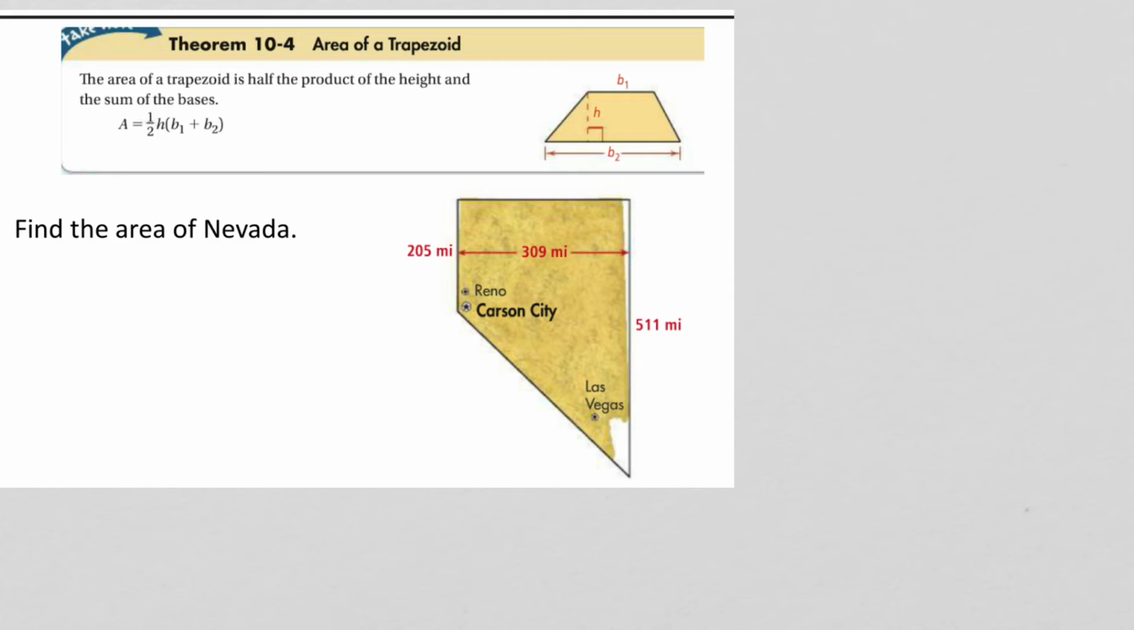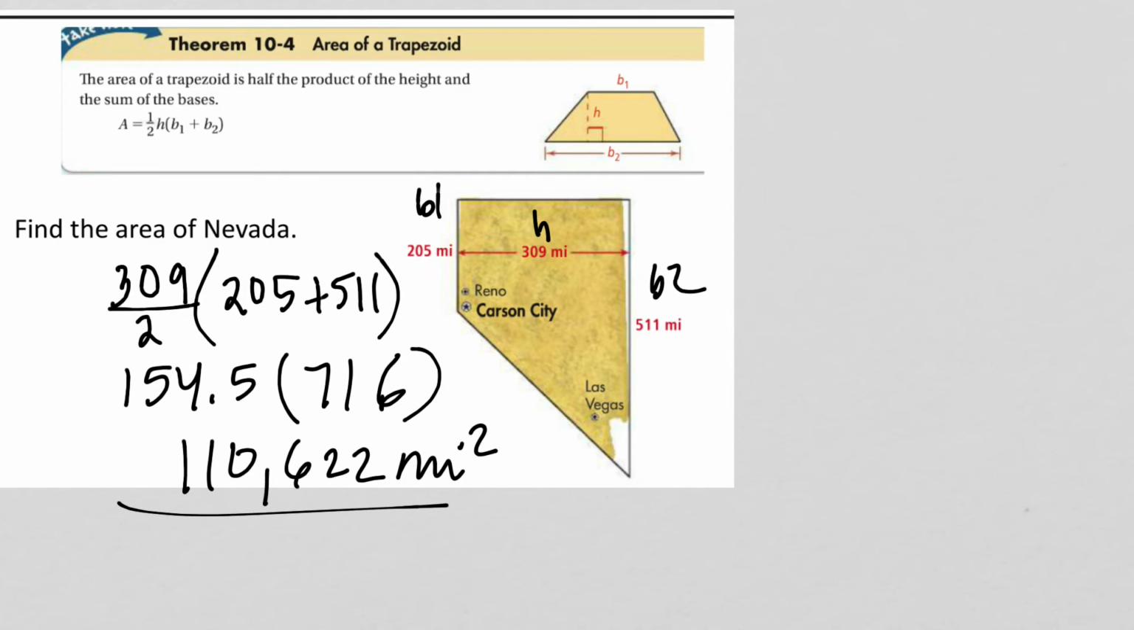So we're going to find the area of the state of Nevada. Okay, so if you pause it and put everything in the calculator, this is what you should get in square miles for the area of Nevada.